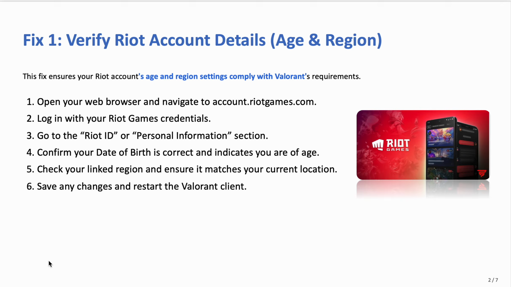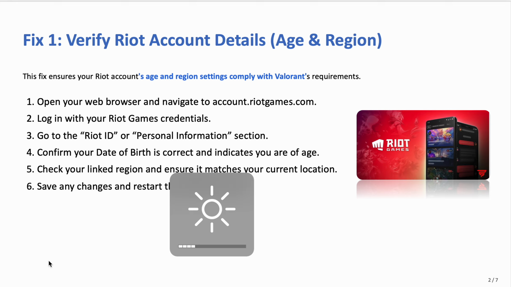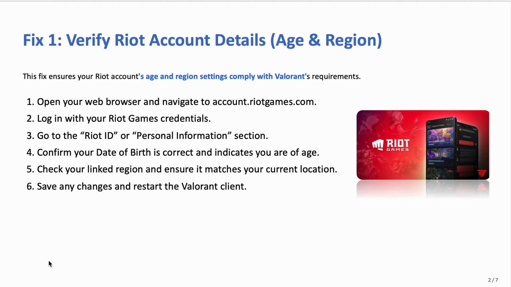For this, open your browser and navigate to accounts.riotgames.com, where you log in with your Riot Games credentials. Then go to the Riot ID or the personal information section. Then confirm your date of birth is correct and indicates you are of age. Then check your linked region and ensure it matches your current location. Then save the changes and restart the Valorant client.